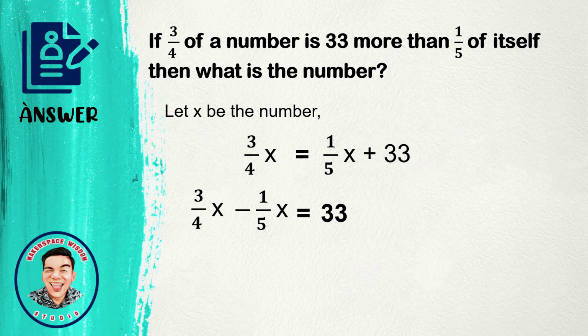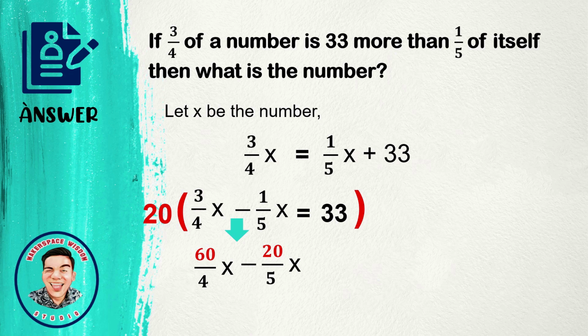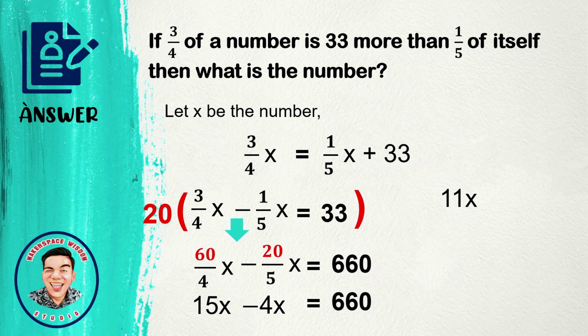Then we will get the LCD, or the least common denominator of 4 and 5, and that is 20. We will multiply it by 20. So 20 times 3, that's 60 over 4x, minus 20 times 1, that's 20 over 5x, which is equal to 33 times 20, that is 660. Solving 60 over 4, that is equal to 15x minus 20 over 5x, that is 4x, equals 660. 15x minus 4x, that would give us a result of 11x, which is equal to 660. Dividing both sides by 11, we can cancel 11. So we have here the remaining x is equal to 660 divided by 11, and that is equal to 16.